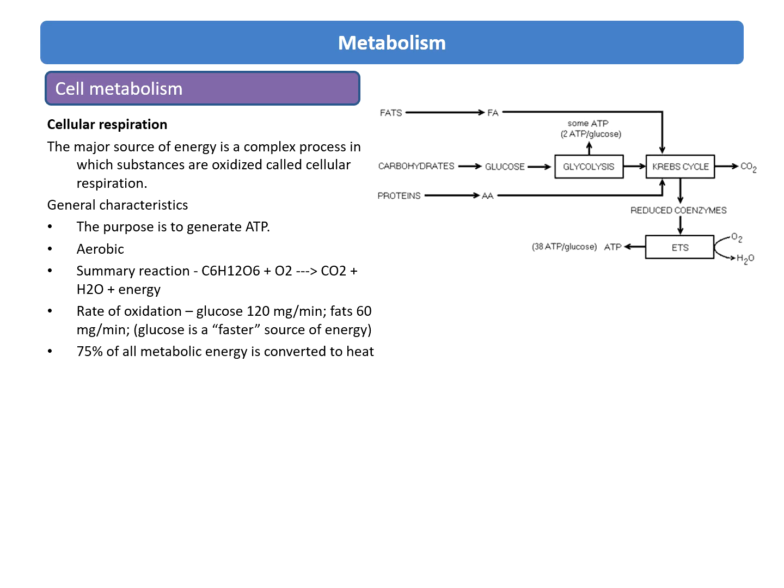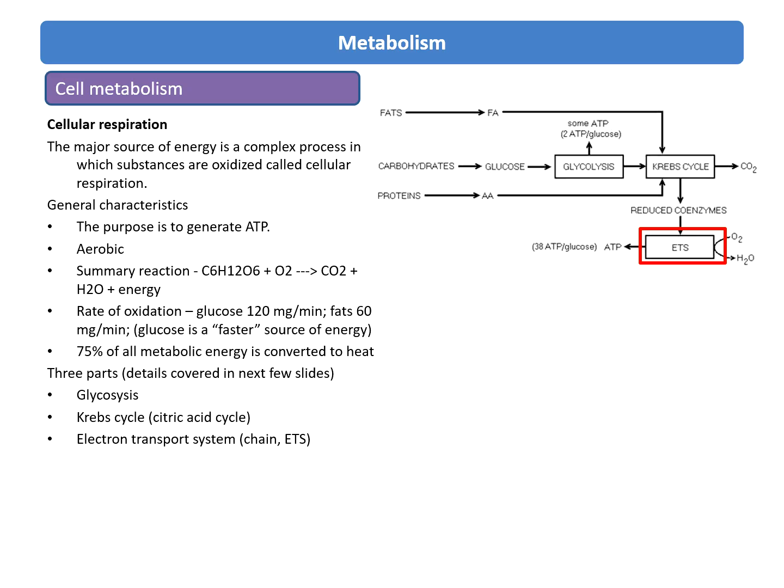75% of all metabolic energy is converted to heat. There are three parts of cellular respiration. We'll detail them in the next few slides. One part is called glycolysis. The second part is the Krebs cycle, or the citric acid cycle. And the third is the electron transport system, or chain.